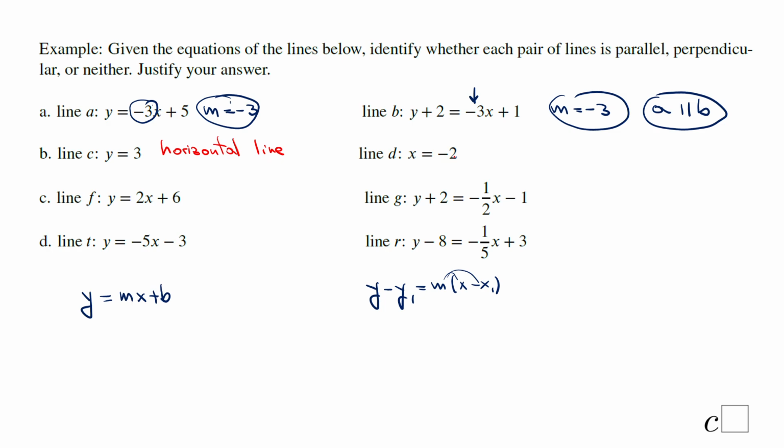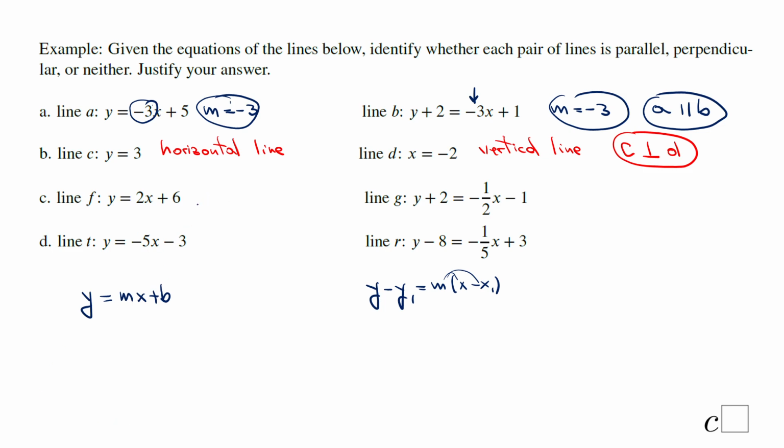And line D, x equals negative 2. That is a vertical line. So a vertical and a horizontal line, these are perpendicular. C is perpendicular to D. Whenever you have this case, vertical and horizontal. Now let's take a look at part C.